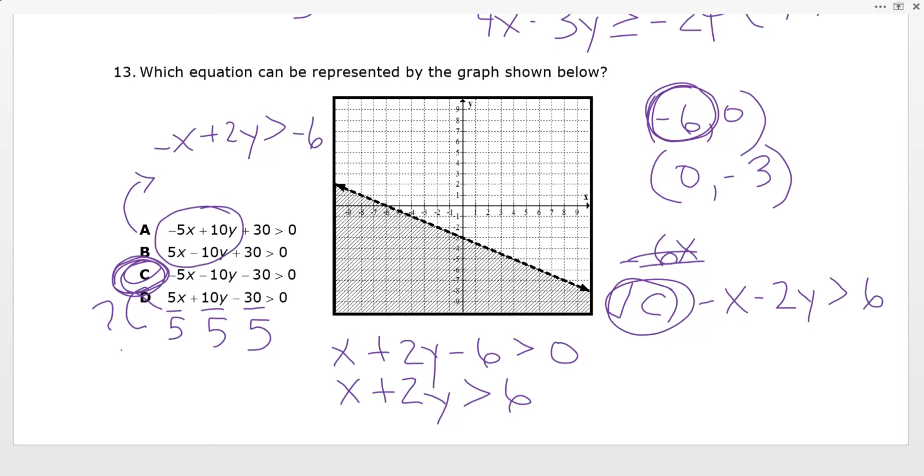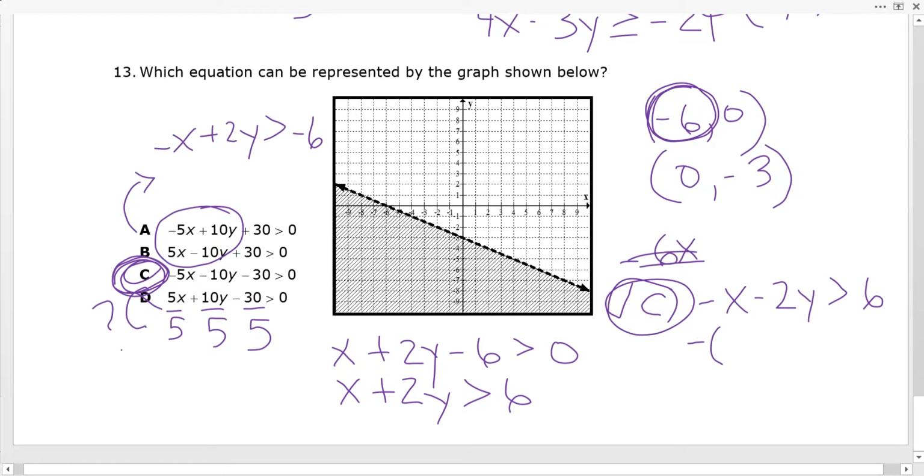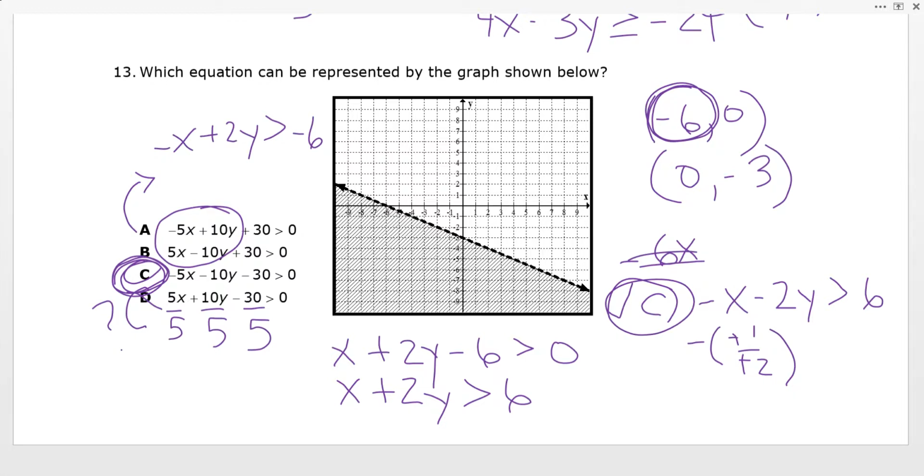Because C has a positive slope and this has a negative slope. Oh no, it doesn't, because it's -1 over -2. So that's going to be positive, but then there's still a negative. Okay, I still like C. All right, we'll talk about it again tomorrow, but I think there probably is an easier way to do it. See if you can figure it out.